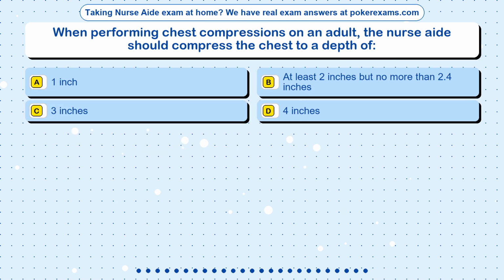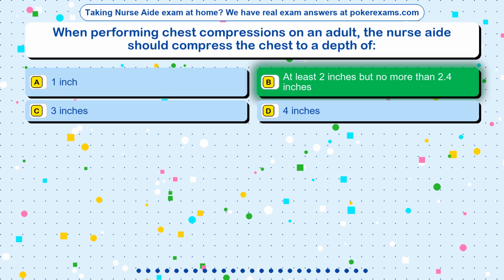Question 4. When performing chest compressions on an adult, the nurse aide should compress the chest to a depth of: Option A, 1 inch. Option B, at least 2 inches but no more than 2.4 inches. Option C, 3 inches. Option D, 4 inches.